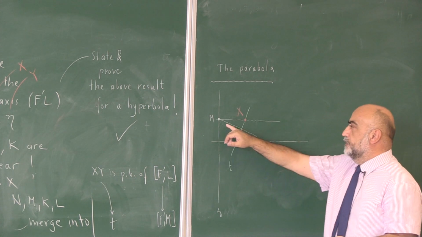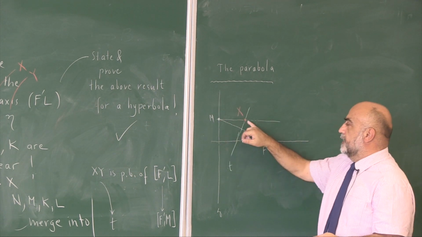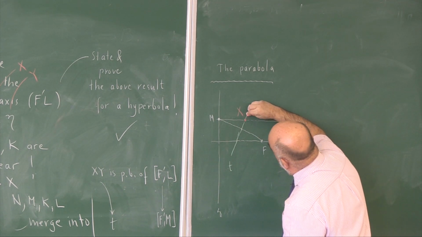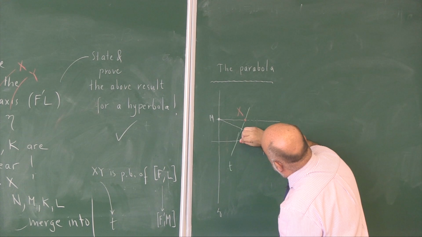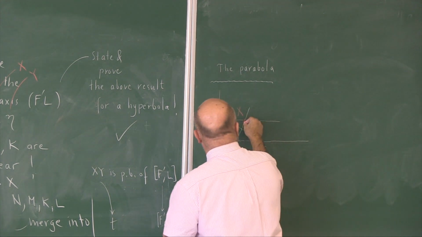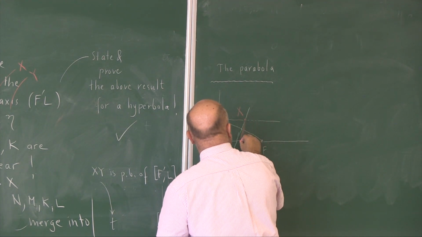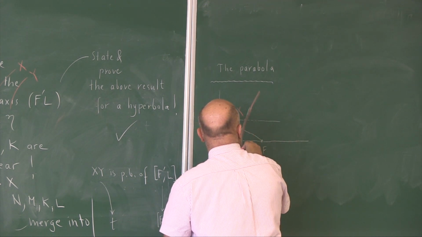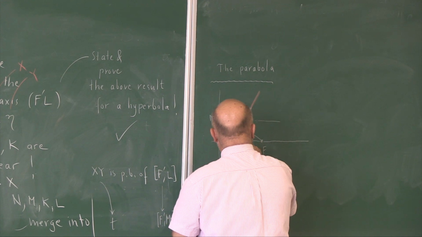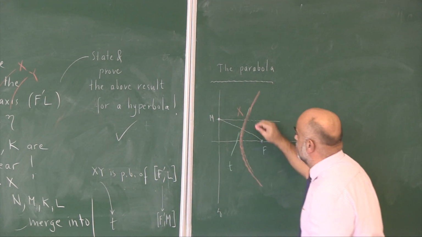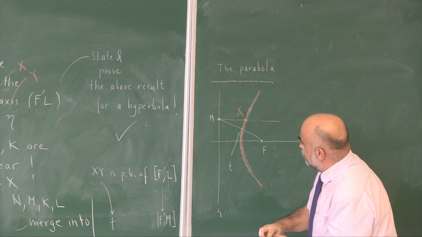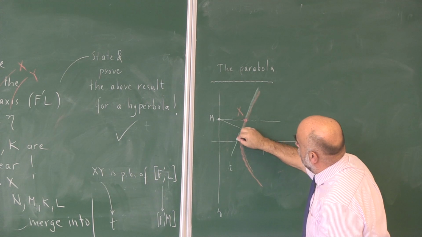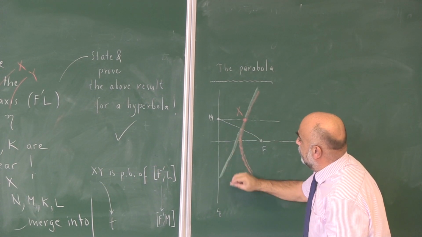So as you move M on the directrix line, the point X will of course describe a parabola, and that parabola will of course be tangent to the straight line T, which is the perpendicular bisector of FM. So there we are. So that's the thing.